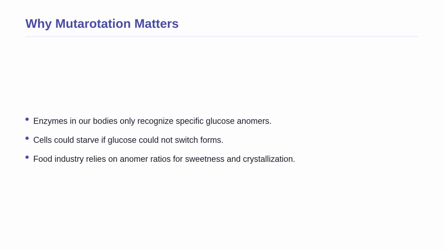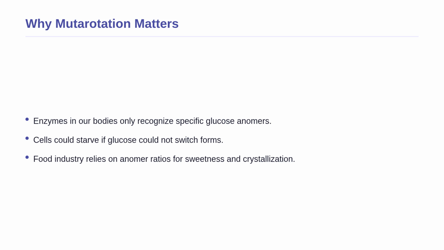Before we move on to the mathematics, let us understand why this matters in the real world. Understanding mutarotation is incredibly important in both medical diagnostics and the food industry. In our bodies, enzymes are highly specific. They often only recognize one specific anomer of glucose to carry out vital metabolic reactions. If glucose could not undergo mutarotation to switch between these forms, our cells might literally starve because the enzymes would not be able to process the incorrect shape of the sugar.